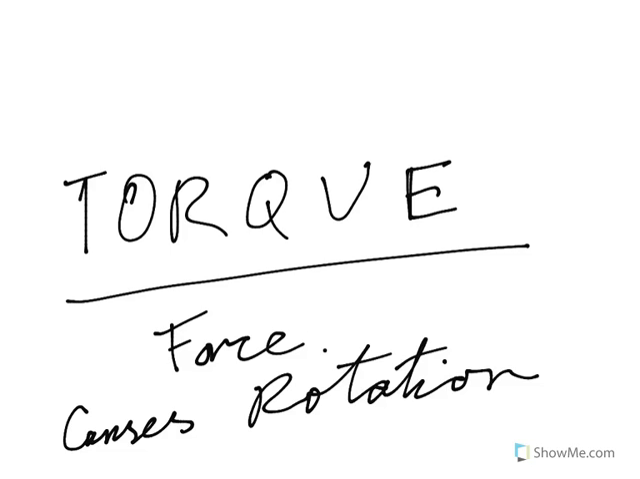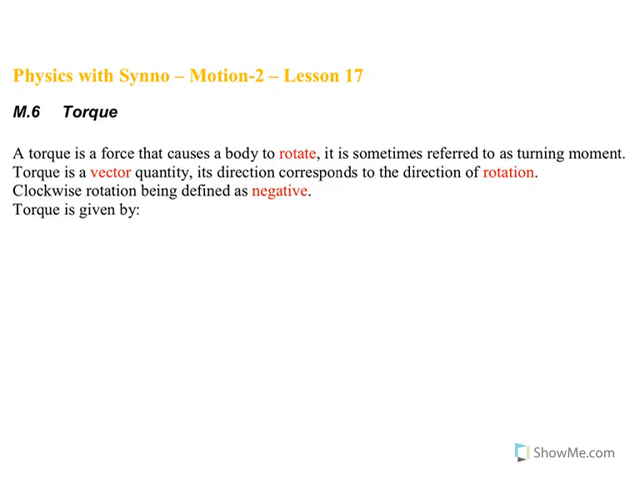All right, so in your notes, you've got this. Torque is a force that causes a body to rotate, sometimes referred to as turning moment. Torque is a vector quantity. Because force is a vector, it operates in a particular direction. So torque will also cause the body to rotate in a particular direction. And so the thing you need to remember is clockwise is negative.